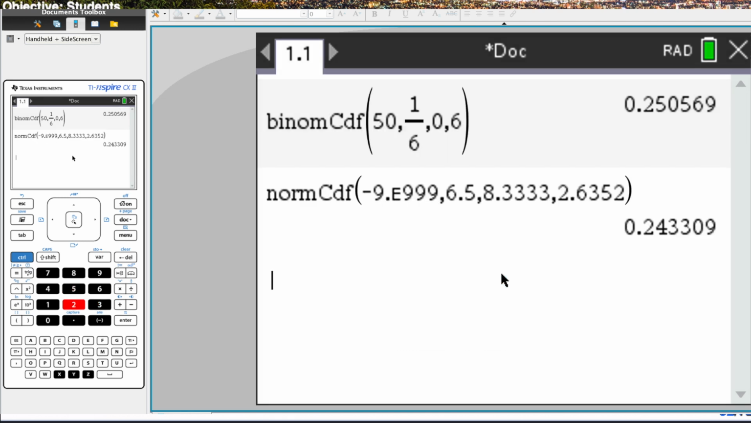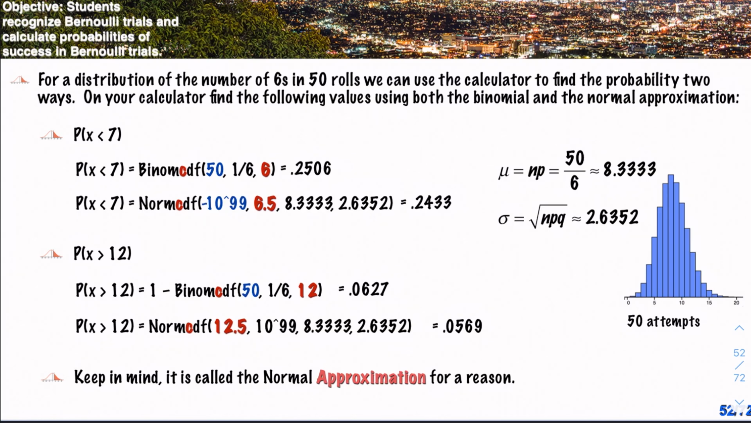2.6352. Hit enter. And notice these are not quite the same number. And that's why we call this the normal approximation.